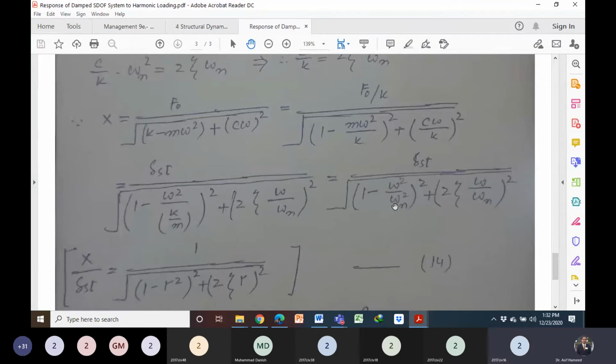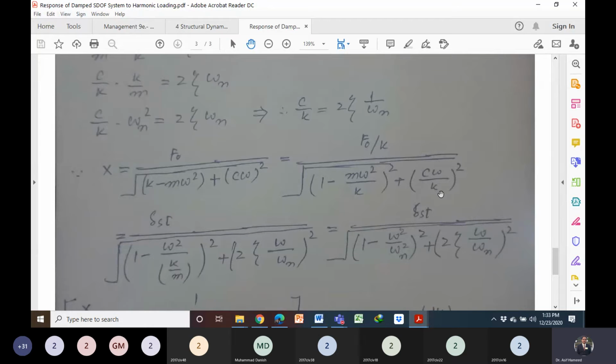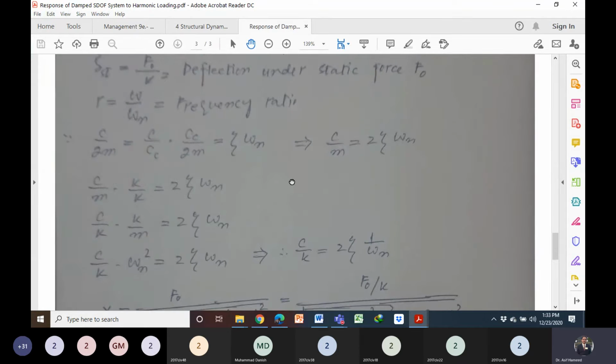So k over m is equal to omega n square, giving omega over omega n whole square, plus here we have c over k omega. We want to calculate c over k in terms of the natural frequency and the damping ratio. How can we calculate this one? We know c over m is equal to 2 zeta omega n. If you remember, c over 2m is equal to zeta omega n. This relationship we already know, because c over m is equal to 2 zeta omega n.